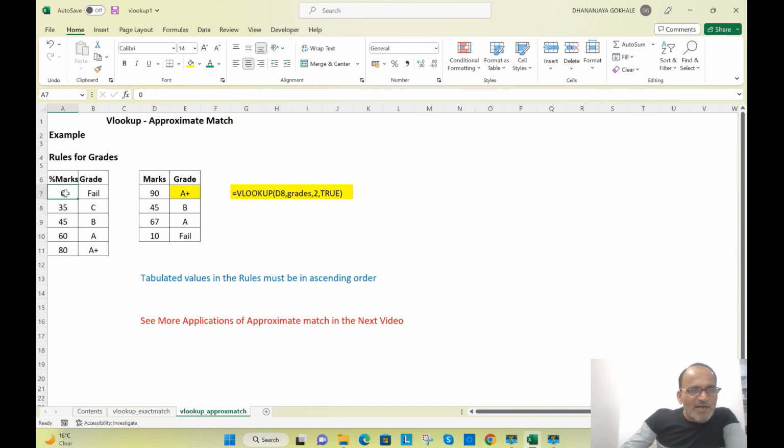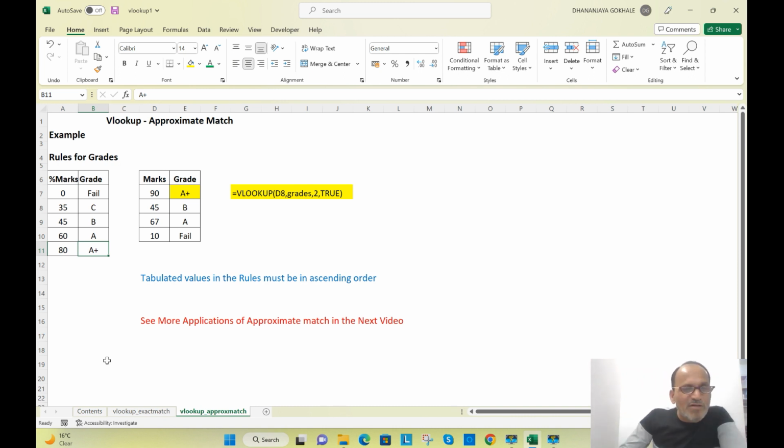So now you'll find for 0 it is fail, for 35 it is C. This is how it is done. I had explained to you in my previous video where I had explained the logical function IF, where we could put a rule table like this. Actually, what is meant by this is 0 to 35, it is fail. Then 35 to 45, it is C. Then 45 to 60, it is B. And 60 to 80, it is A. And above 80, anywhere, it is A plus.